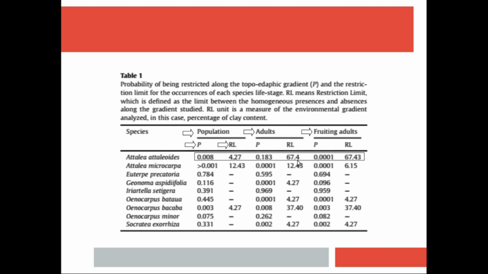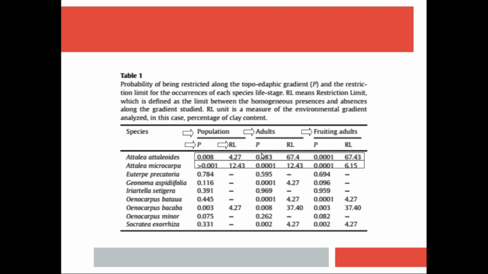67.4 percentage of clay, and you can see that's all the way up to the hilltops. So the adults never ever get to the bottomlands, and at the same point we see adults fruiting. So even the individuals that occur near the bottomlands, they don't give fruits.